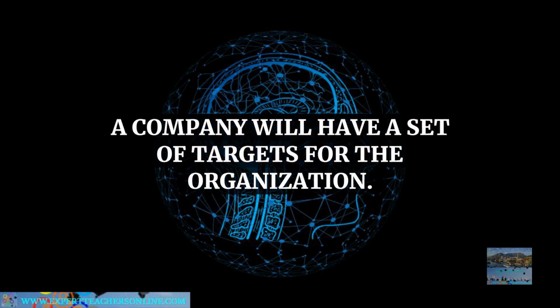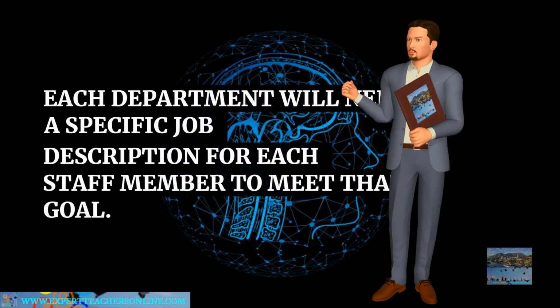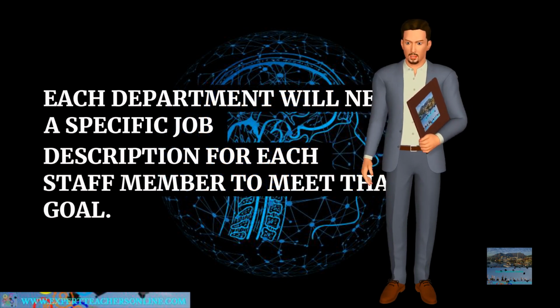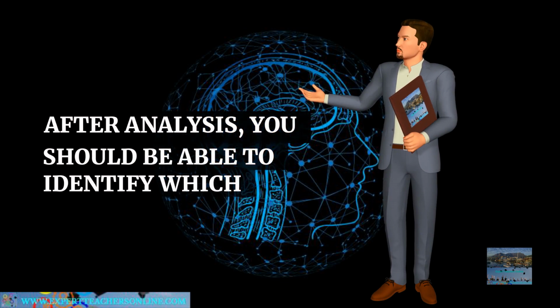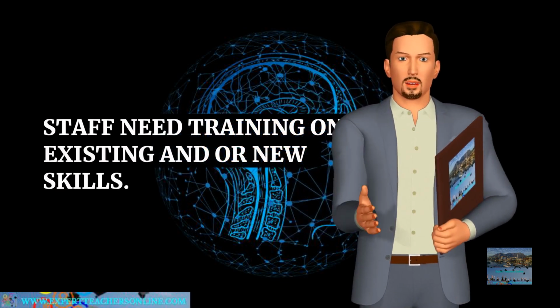A company will have a set of targets for the organization. Each department will need a specific job description for each staff member to meet that goal. After analysis, you should be able to identify which staff need training on existing and/or new skills.